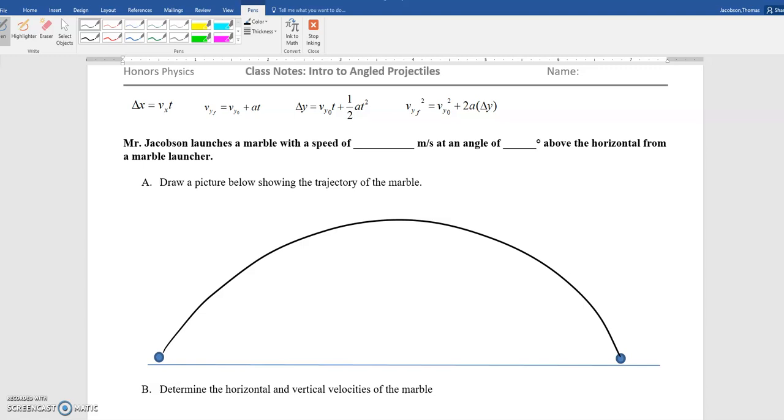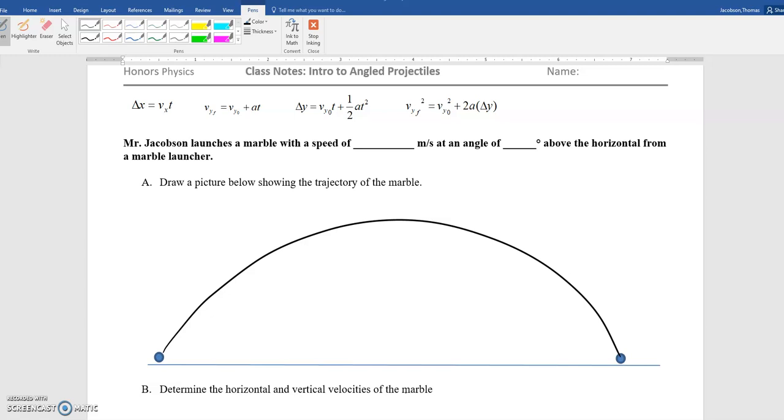Hi class, today we're going to learn how to solve for different variables for angled projectile motion. Yesterday we went through some of these notes. I'm going to finish them off today. You're going to use your packet in front of you, or you can get it from the sub if you forgot to bring it. And we're going to finish up these notes, and then you're going to use these notes to solve for the second worksheet in that packet that you have in front of you.